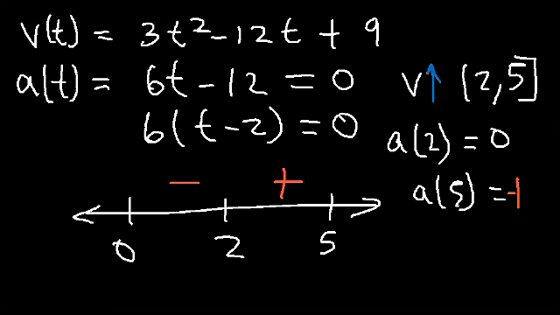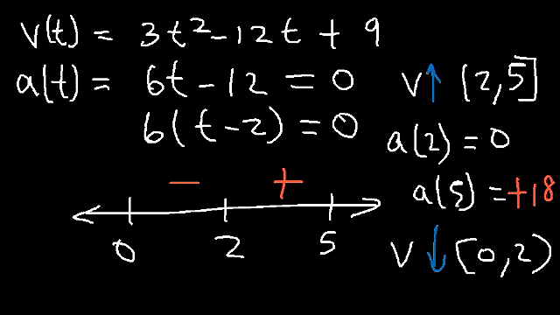So the acceleration is positive at t equals 5. Therefore, the velocity is still increasing. So 5 is included in the interval. That's why we're using brackets. Now what about when the velocity is decreasing? The velocity is decreasing whenever the acceleration is negative. So it's decreasing from 0 to 2.